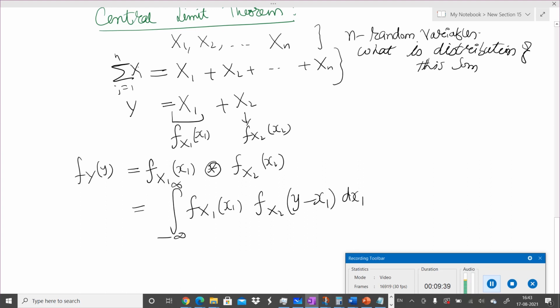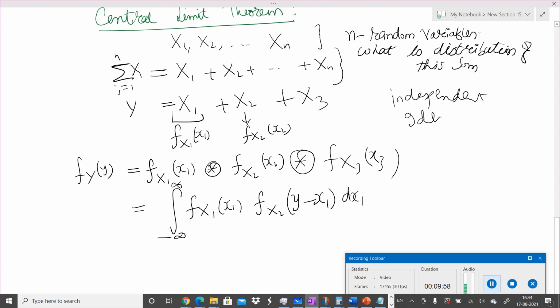Similarly, if you have three random variables, if you add one more, x3, then you will have to convolve with fx3 of x3. The condition is that x1, x2, x3 are independent of each other, that is one thing, and they are identical.